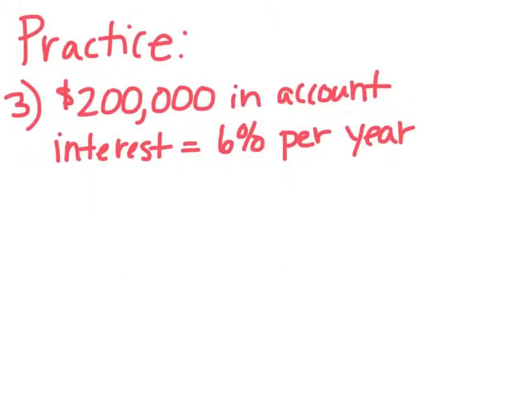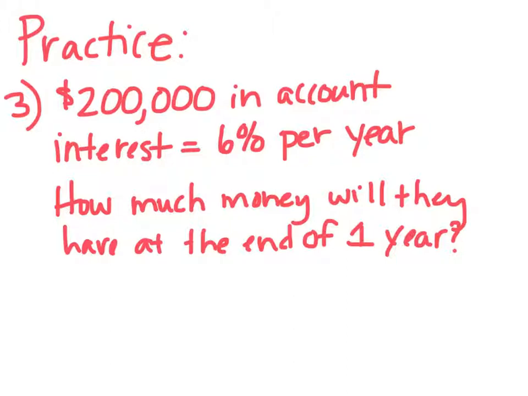Here's a practice problem for you. A company has $200,000 in an investment fund. The interest is 6% per year. How much money will the company have in the fund at the end of 1 year? You may use either technique I showed on the previous slides. Either calculate the interest alone, then add it to the original amount, or take 100% plus the percent of interest and multiply that by the total amount in the account.